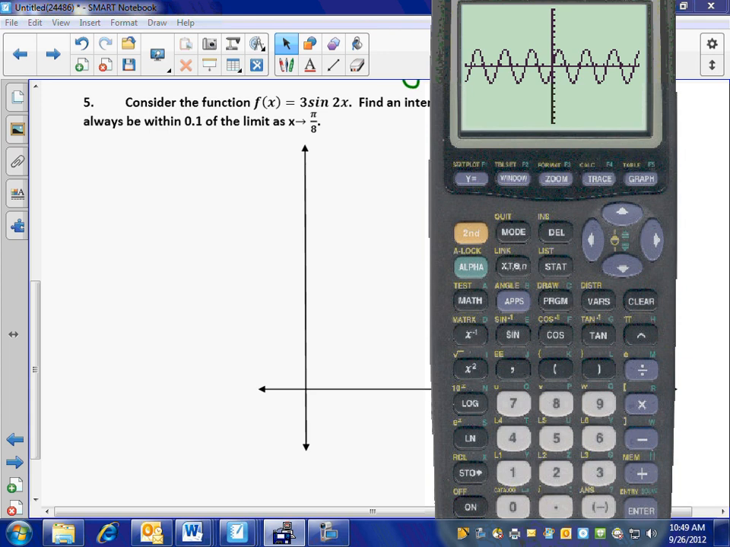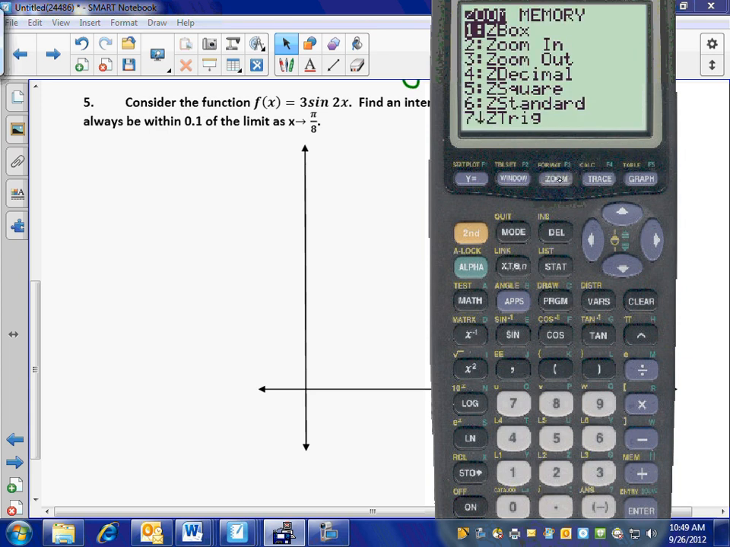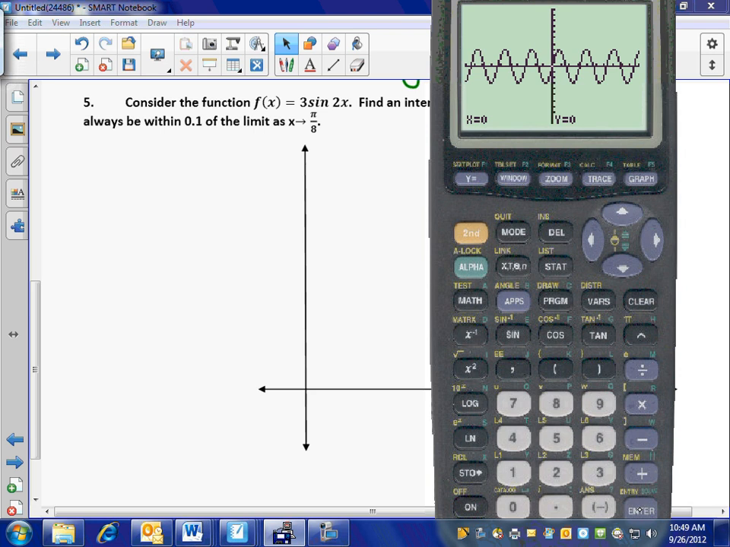Pretty cool, right? I want to approach pi over 8. X is approaching pi over 8. Let's zoom in on that region. Pi over 8, so pi is about 3, 3 over 8, it's less than 1/2. So I don't have to have just a huge viewing window. So I'm going to zoom here as a box this time.